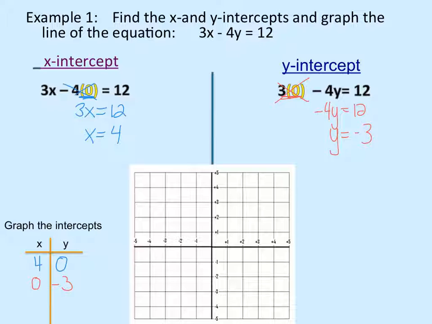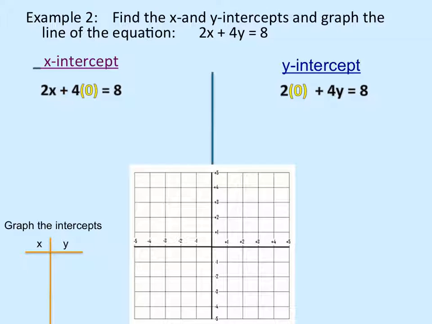Now, I have those 2 points, so I'm going to go ahead and plot them on my line. I have 4, 0 for my x-intercept. And then I have 0, -3 for my y-intercept. And if I connect those two as straight as I possibly can without a ruler, that means our line would look something like that. And we're done, and it's just a really fast way to graph.